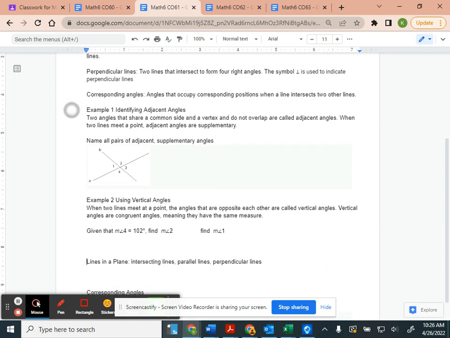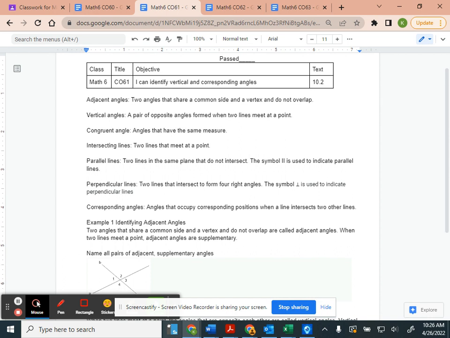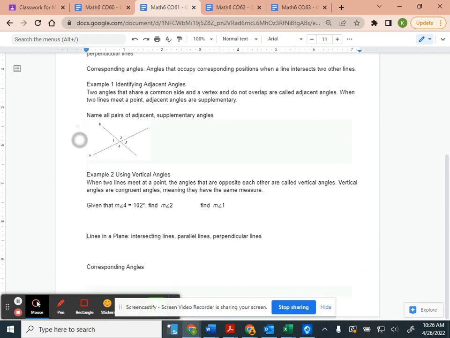So identifying adjacent angles. Remember, adjacent means they share a common side and the vertex, but they don't overlap. So let's look at our example here. What would be adjacent angles that are also supplementary? So what does it mean to be supplementary? Yeah, that they make 180 degrees, so you'll see a straight line. So what are some of my adjacent angles?